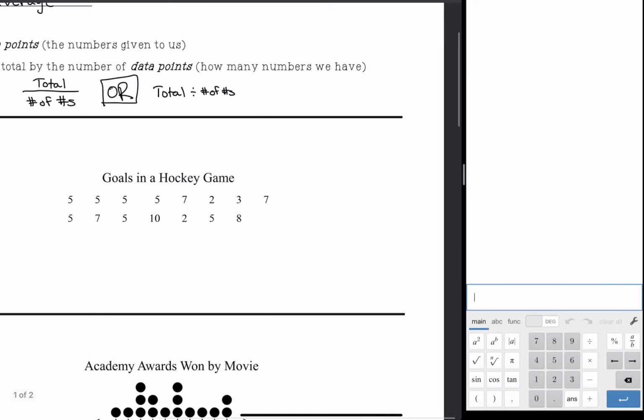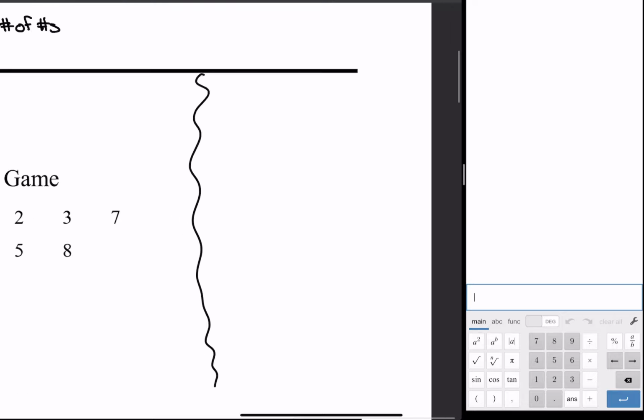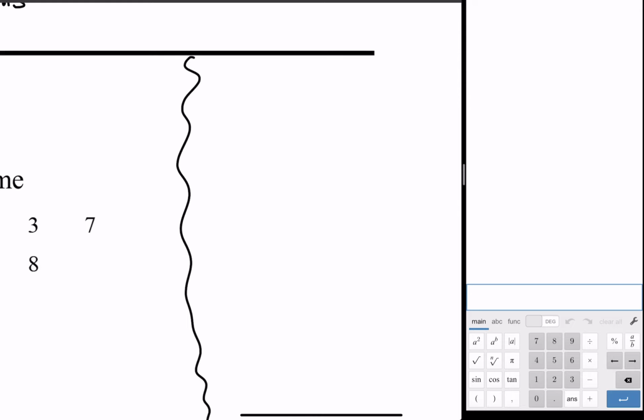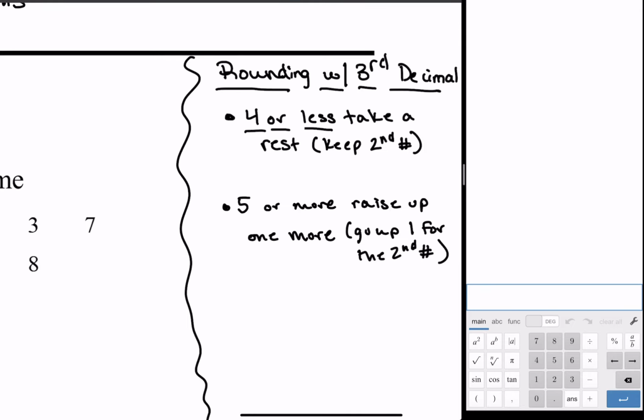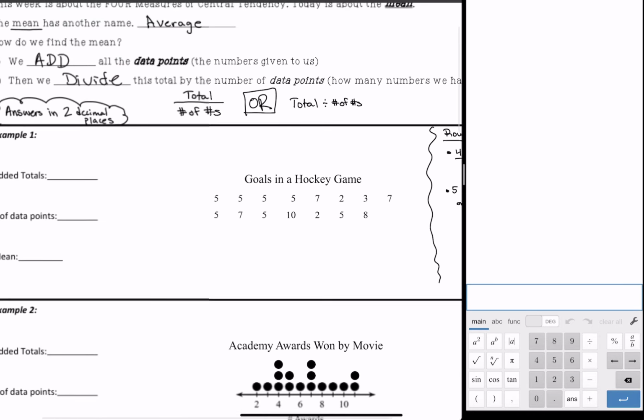And for those of you who don't remember rounding, I'm going to put a little note on the side of this first example. So when you round with the third decimal, if that third number in the decimal is 4 or less, you take a rest, which means you keep your second number. It does not change. If your third decimal number is 5 or more, you raise up 1 more. So that means you go up by 1 for that second decimal number. And we are going to practice this if you guys don't remember decimals.